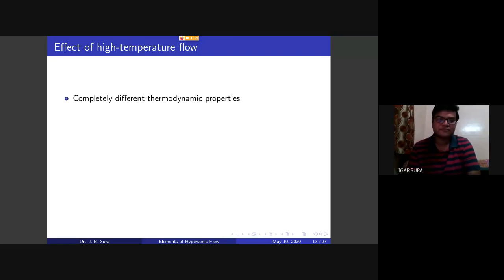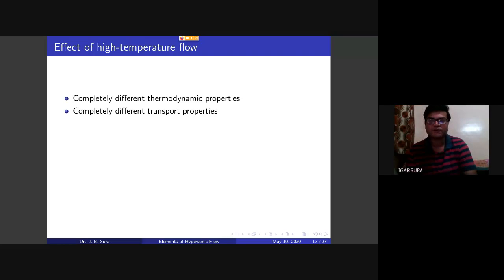So as I told you, there is an effect of high temperature, which is quite important. It is something like this. At high temperature, your thermodynamic properties change. You know Cp is a function of temperature. In some equations you would have used, or if you use gas turbine theory, there you see that the compressor uses a different Cp value and the turbine uses a different Cp value, because combustion changes everything.